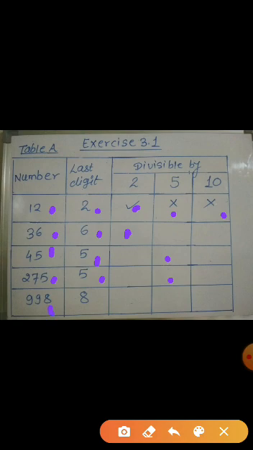And the last number is 998. The last digit is 8. Since the last digit is 8, the number is divisible by 2 only, but not by 5 and 10.